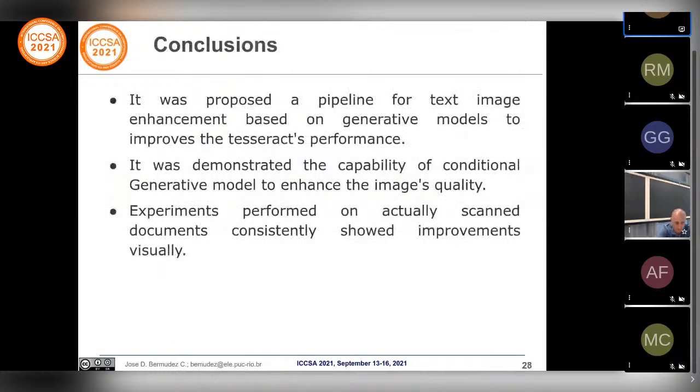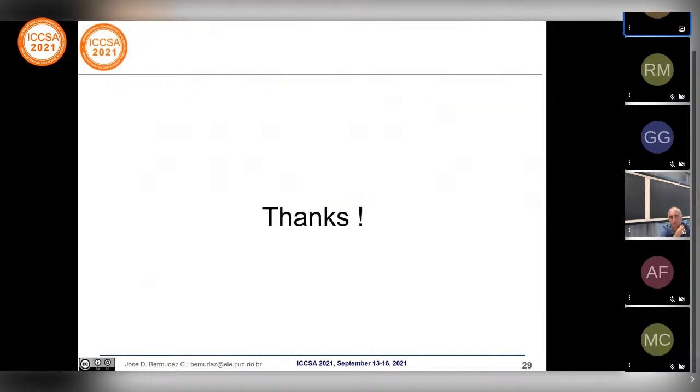So, in conclusion, we proposed a pipeline for text image enhancement based on generative models to improve Tesseract performance. It was demonstrated the capability of the conditional generative model to enhance the image quality, and the experiments performed on actual scanned documents consistently showed visual improvement. Thank you.